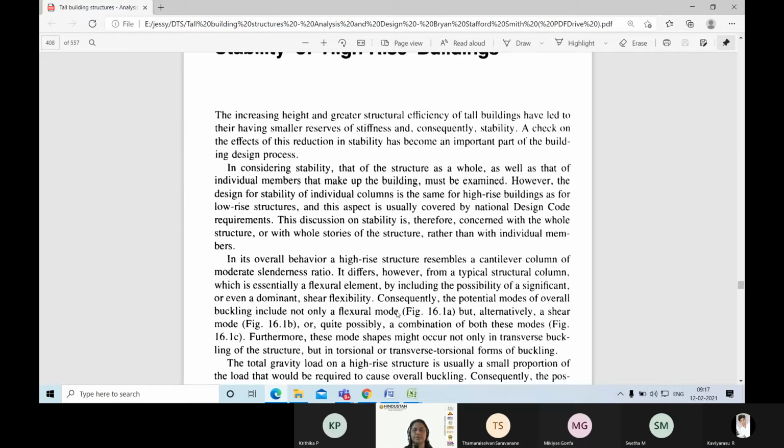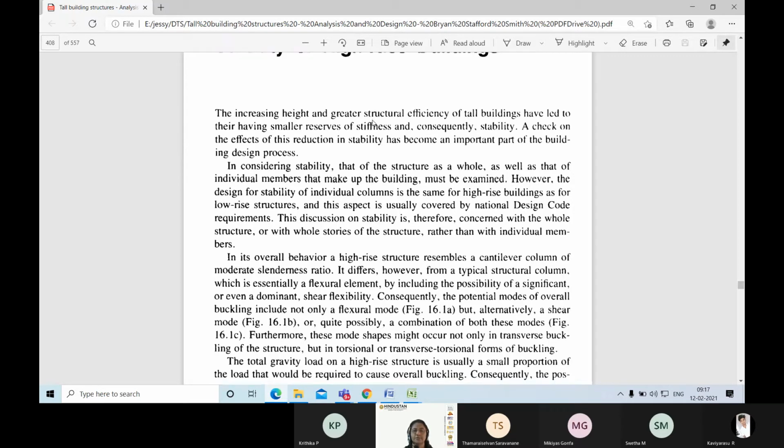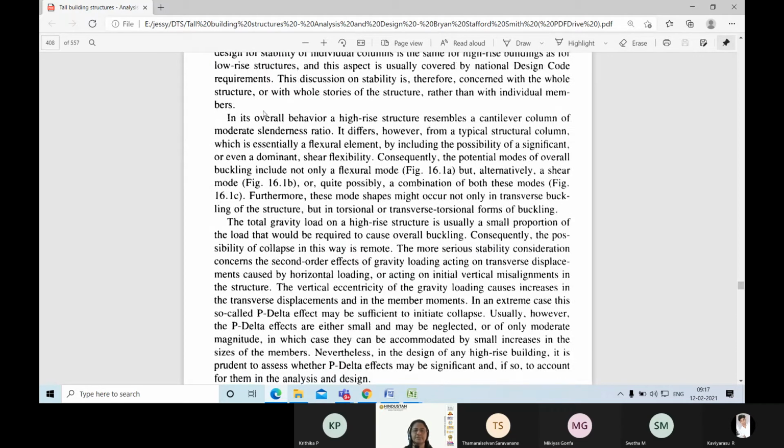So this particular chapter deals with the stability of the whole structure as a whole. That means the entire structure as a shear wall structure or a rigid frame structure or a braced frame, infilled frame, outrigger. As a structure as a whole, how do we find out the stability of the structure? Or which are the factors that are affecting the stability of a structure? So here I'll just read some sentences.